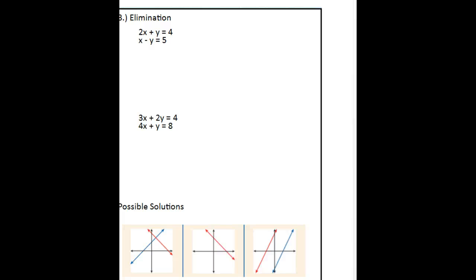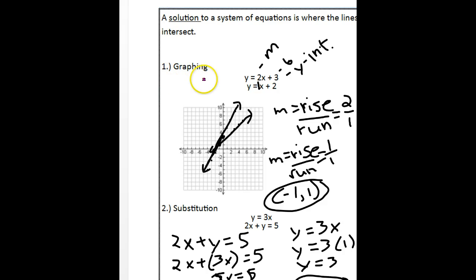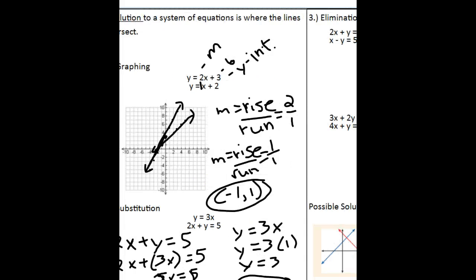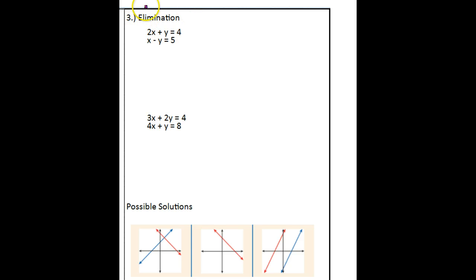Okay, so now that we have looked at solving systems of equations through graphing and solving systems of equations through substitution, we're going to look at the third method that we could use to solve systems of equations, which is elimination. Now, elimination is very easy.